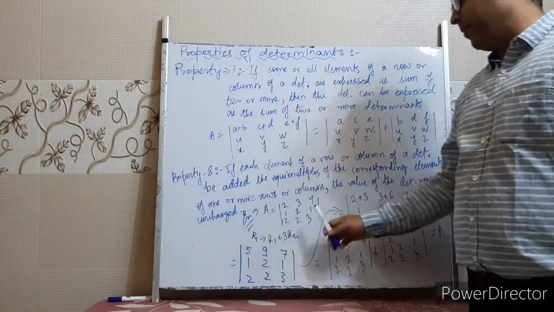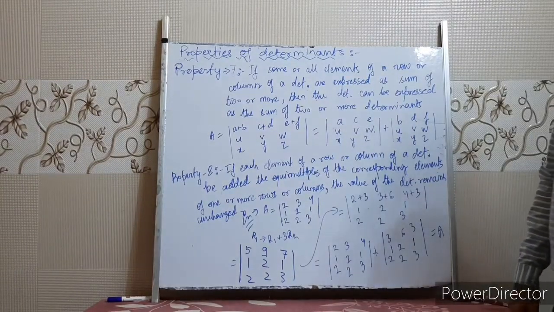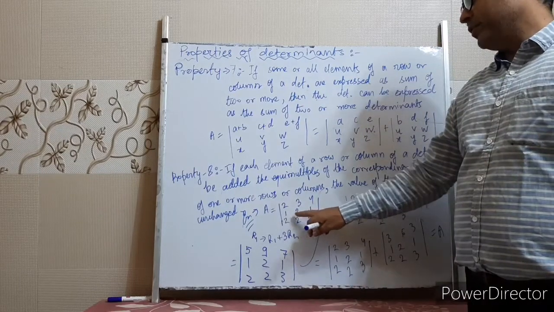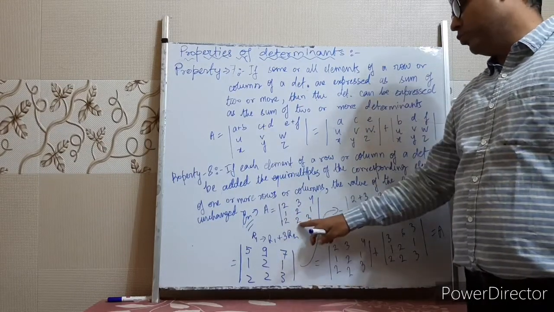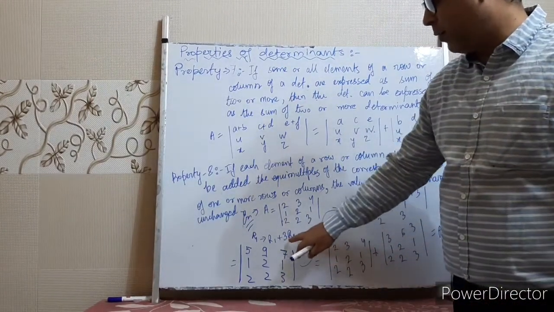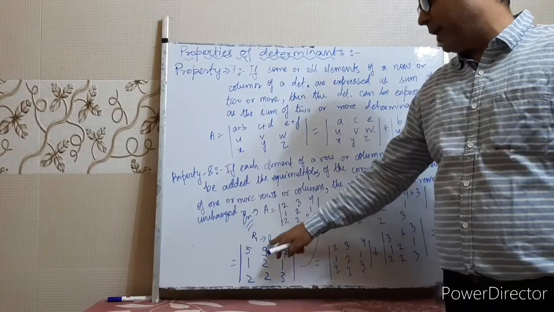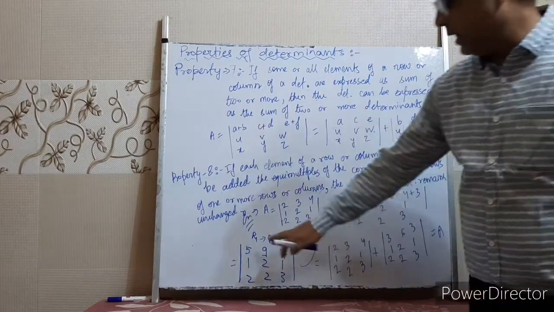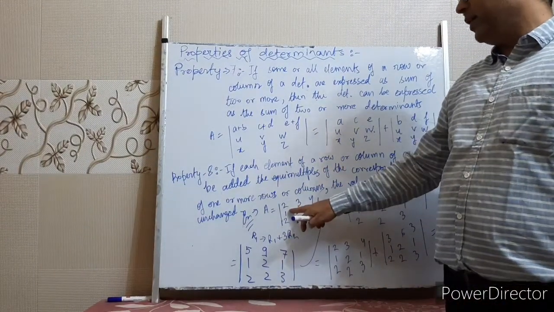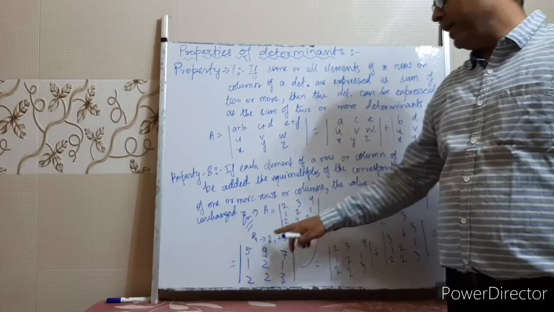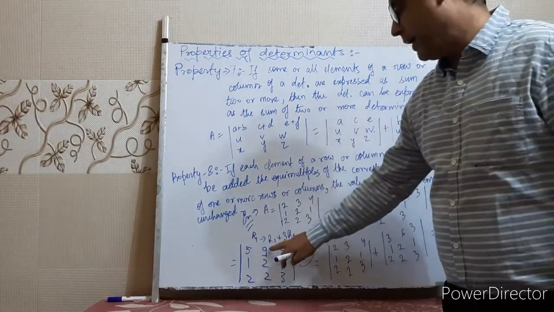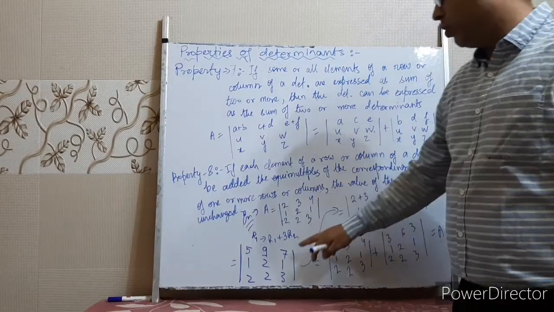Suppose this is a determinant A, where row 1 has 2, 3, 4, the second row is 1, 2, 1, and the third row is 2, 2, 3, right, children? And we are multiplying R2 by a scalar 3 and then adding it to R1, and the result is written in R1. So 1 times 3 is 3, plus 2 is 5. 3 times 2 is 6, plus 3 is 9. 3 times 1 is 3, plus 4 is 7.